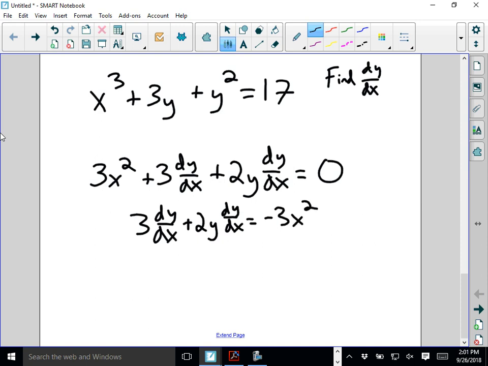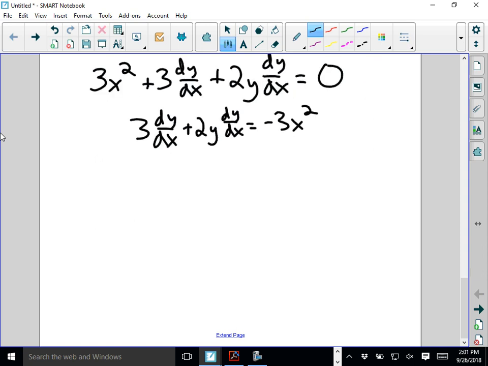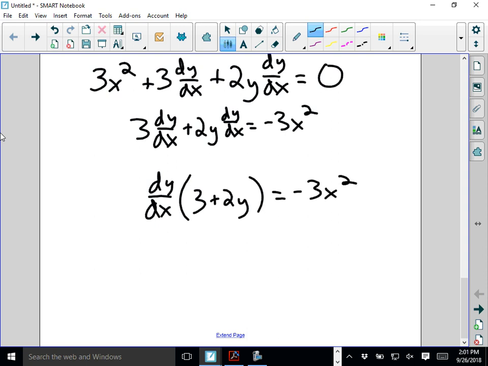Now, how do I get dy/dx alone? Well, if we notice, dy/dx shows up in both of the terms on the left side of the equal sign. I'm simply going to factor out a dy/dx. So all I did is, right, I could have 3, 4, 10, 15 dy/dx's. All I got to do is factor it out.